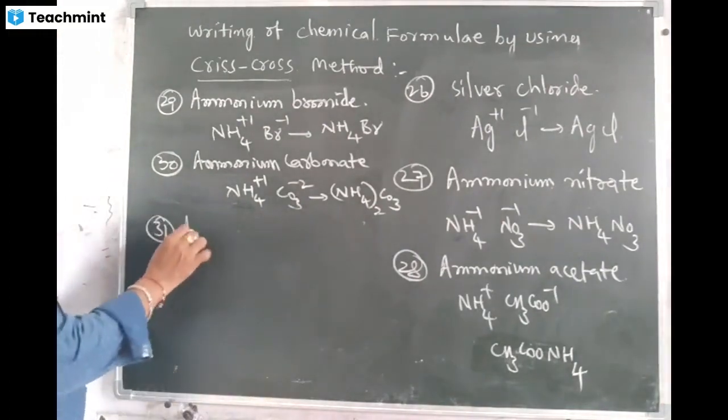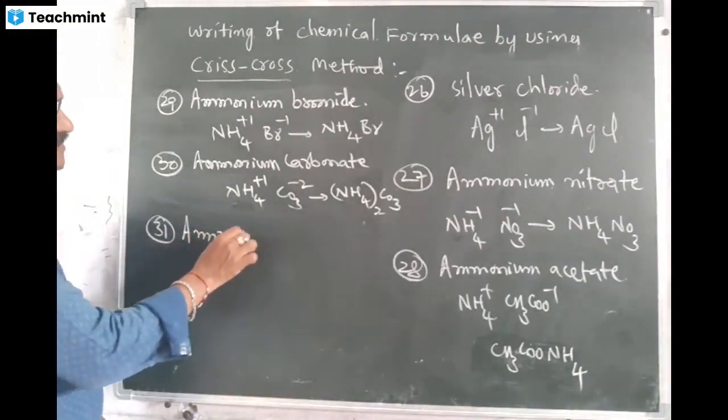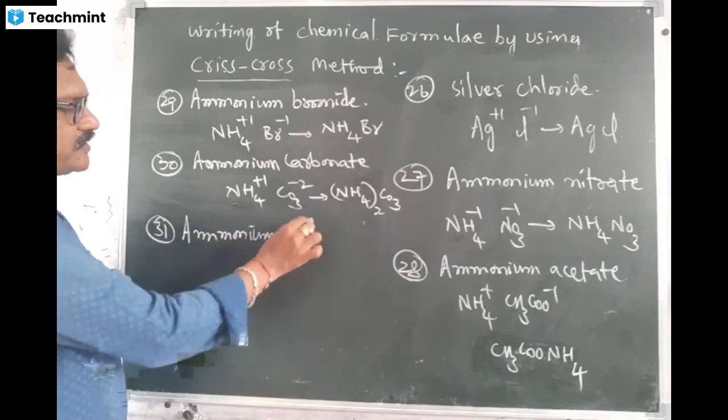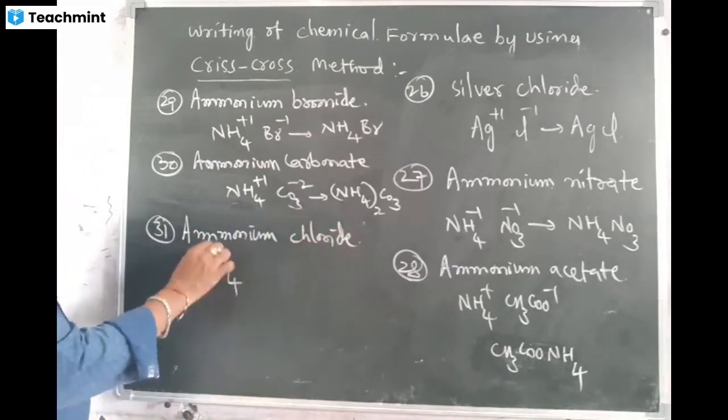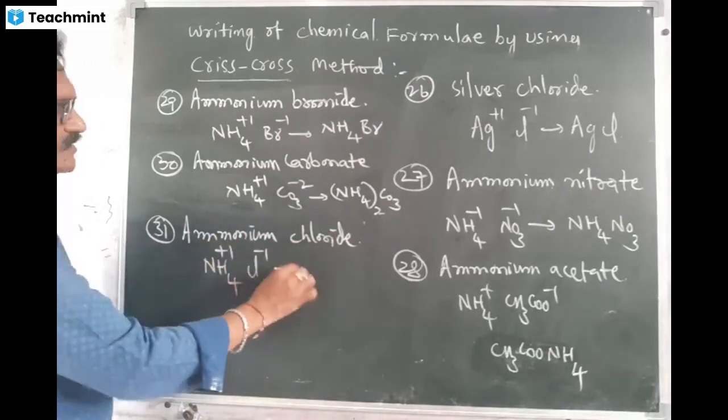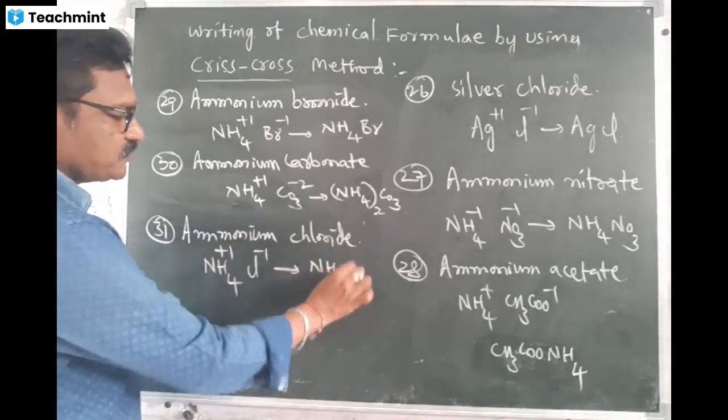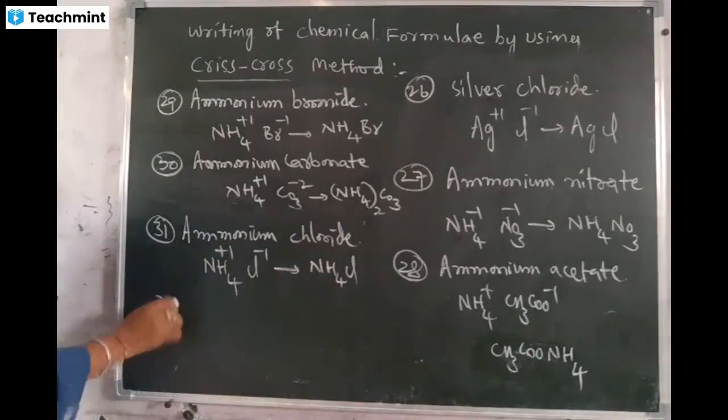Like that, ammonium chloride is very easy, ammonium chloride. So why is ammonium chloride easy? NH4 plus 1, chloride minus 1, then NH4Cl, simple. Then 32.